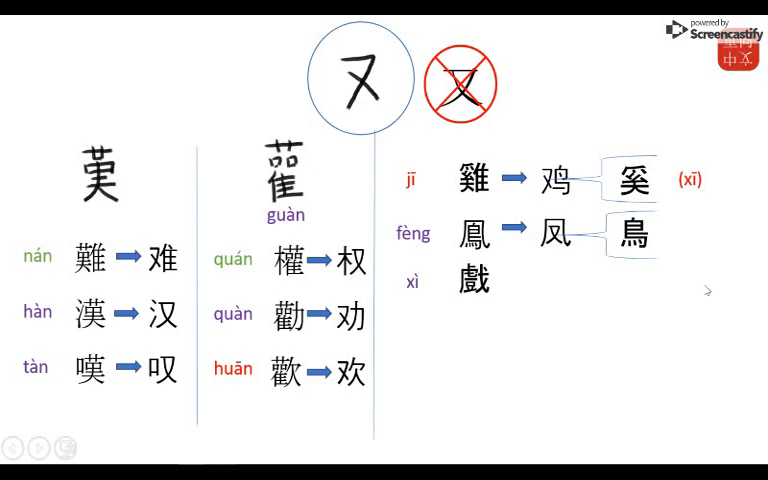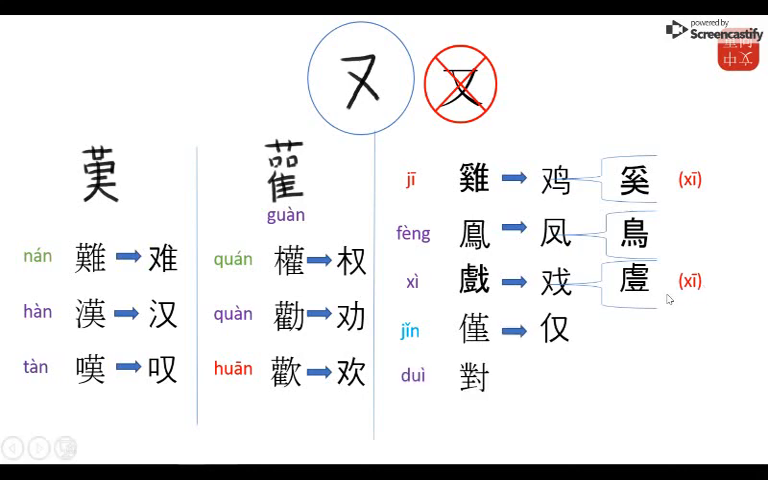Some more examples. Xi, like 游戏, a game. Also the character sound element has been replaced. 仅, like only, and 对, a very common character, also has an element replaced.